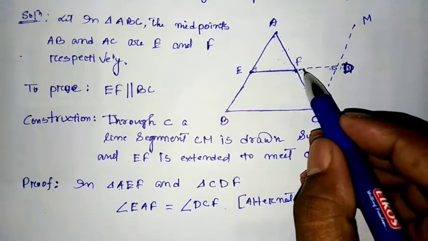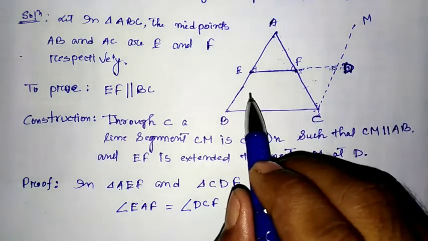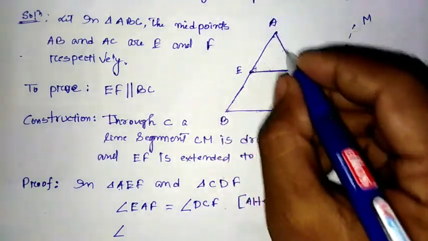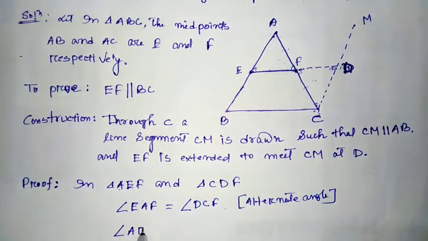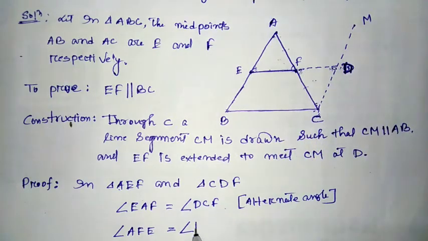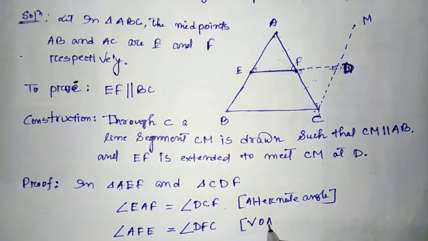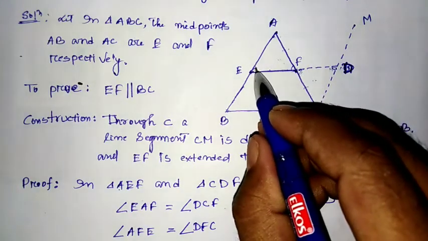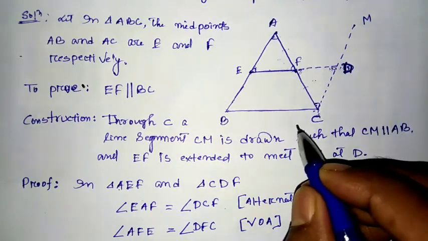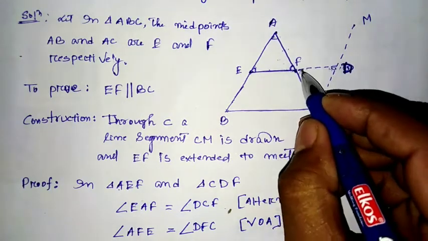Similarly, this angle and this angle are what? Equal. In triangle AEF, angle AFE is equal to angle DFC, vertically opposite angle. You will write in full form, vertically opposite angle. That means this angle and this angle are equal, and this angle and this angle are equal.